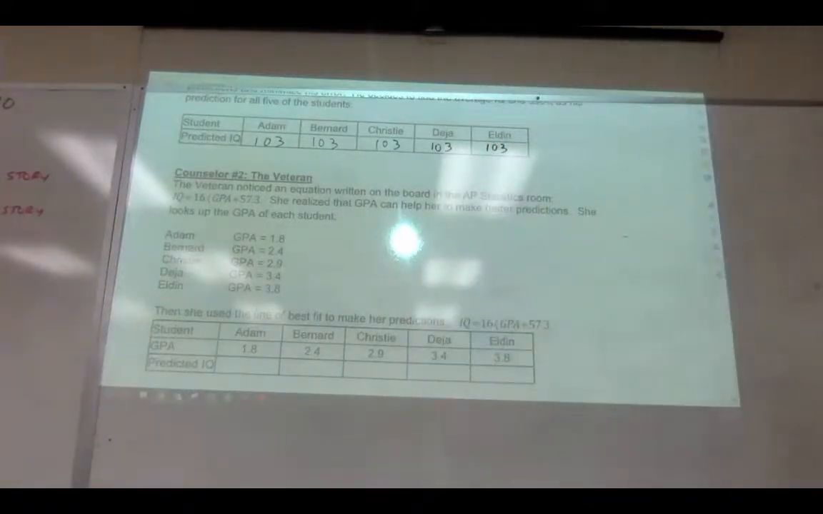We just did this predicted IQ. As a review, in statistics, how do we denote that something is predicted? It's a hat, right? We'll put the hat on it. So Y hat is a predicted value. Very important to remember that.